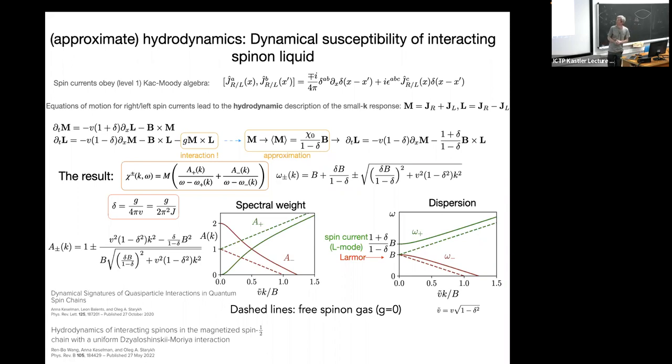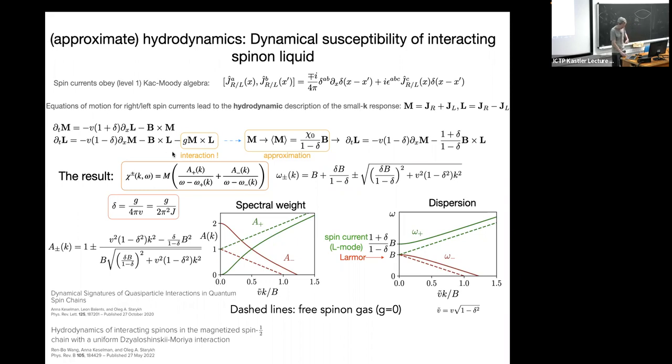where we utilize the Kac-Moody algebra that the spin currents obey. The commutator is not only the third component, as for generators of rotation, but also has this anomalous piece, a derivative of a delta function. That's essentially the field theory input in this case, and then we derive the dynamics: equations of motion for the magnetization M, which is the sum of spin currents, and the magnetization current L, which is the difference of spin currents. These are two exact equations, as long as the Hamiltonian with linearized dispersion is a good approximation. And the interaction only comes in through this term M cross L. This little g is the backscattering interaction.